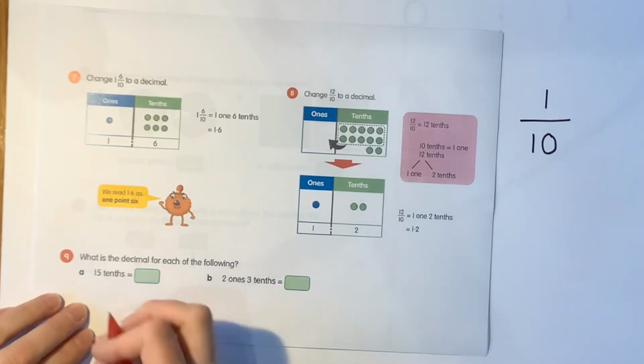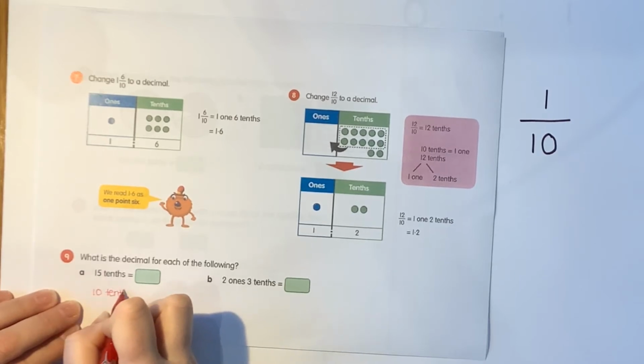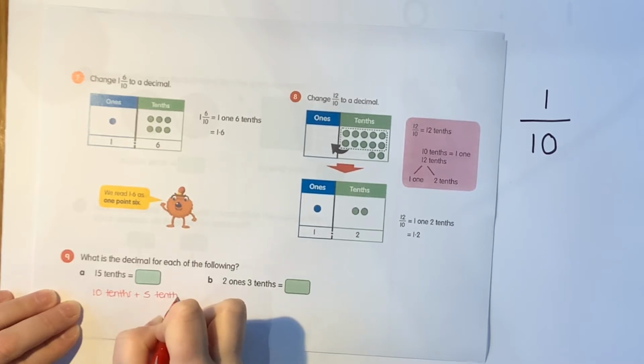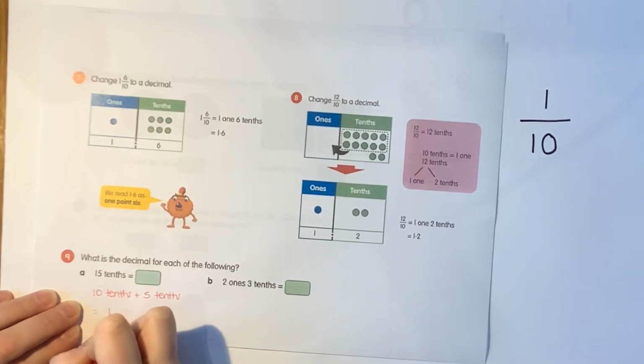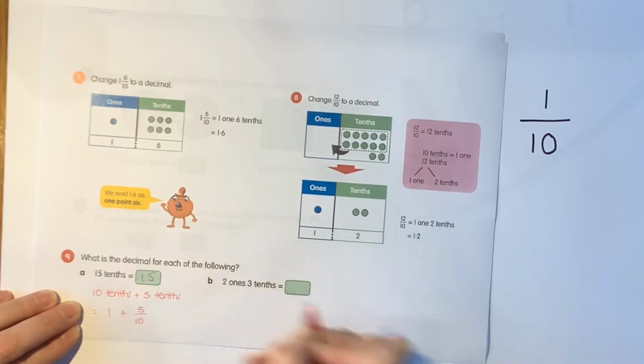Okay, 15 tenths. Well, 15 tenths would be 10 tenths and 5 tenths. And the reason I've split it like that is because I know that 10 tenths is equal to 1. 1 and 5 tenths, which is a decimal, is 1.5.